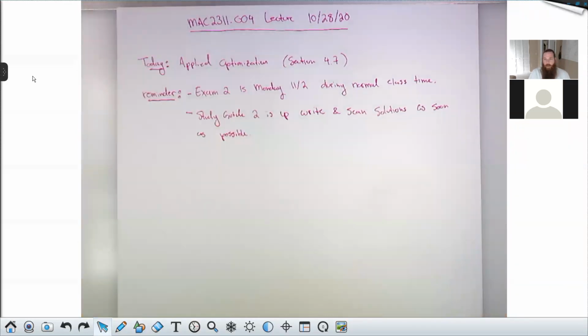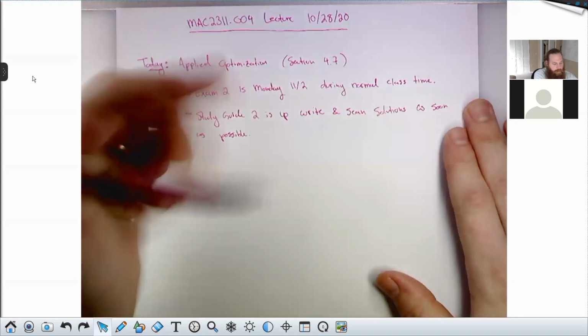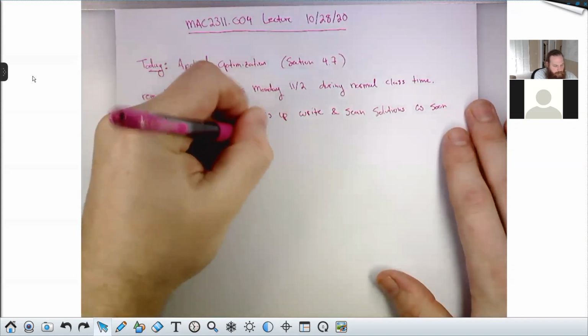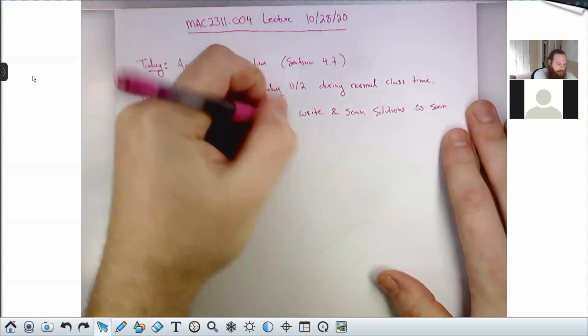So remember, to get the grade for study guide 2, if you look in the syllabus, a meaningful chunk of the grade for this class comes from the study guides. To get the grade for study guide 2, it is not enough to just solve the problems in WebAssign. You need to write out your solutions and scan them, submit them to Canvas. The due date for that, the latest you can do that, is the day of the test.